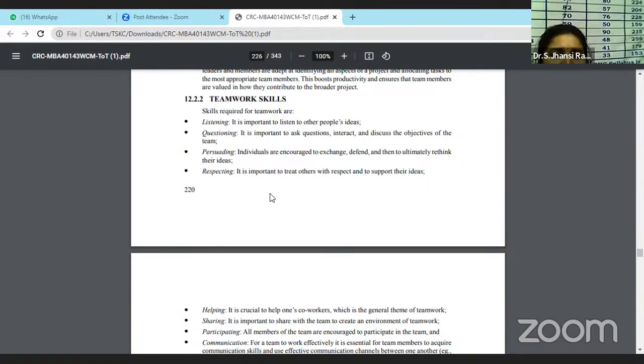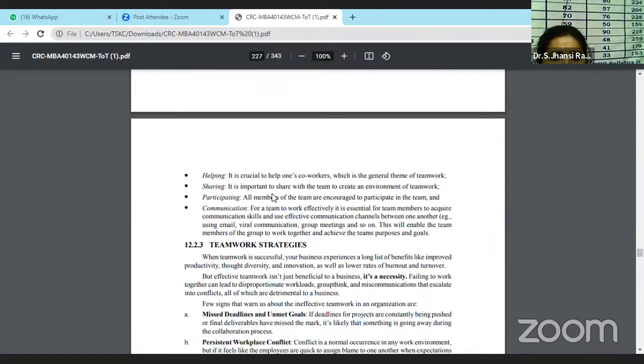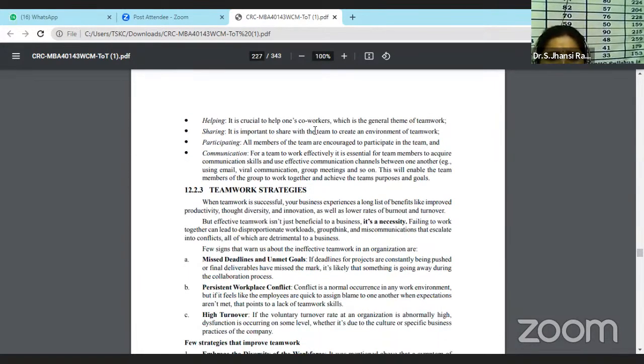It should not be that only the team leader is respected. No, it's not like that. Everyone should be given equal importance with respect, and support their ideas and helping. It is crucial to help one's co-workers. It's a general theme of teamwork. And also sharing. It is important to share with the team to create an environment of teamwork. And participating, all members of the team are encouraged to participate, then only it is called teamwork.